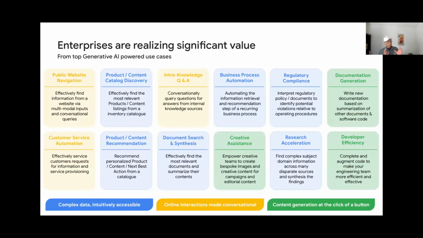So these are the top use cases we can say. We can categorize them into complex data made intuitively accessible, under which come public website navigation, catalog discovery, which is a common use case, and product or content recommendation. And the second one is online interactions, where you have document search and synthesis, or an internal knowledge bot, or a Q&A, where the employees can access the information much faster.